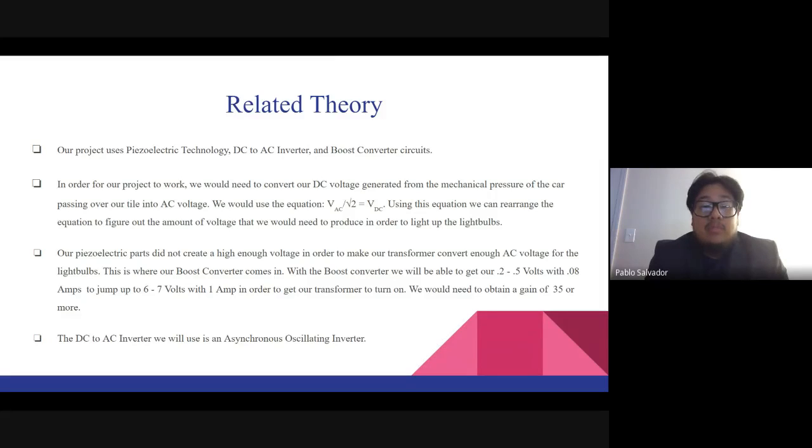This in turn would obtain a gain of 35 or more in order to get the transformer up and running. And for our DC to AC inverter, we use an asynchronous oscillating inverter. This will allow for the voltage to always be on, no matter what state it's in. For example, if one MOSFET is on, the other one would be off, and it would keep alternating on a microsecond basis, ensuring that the voltage is always constant.